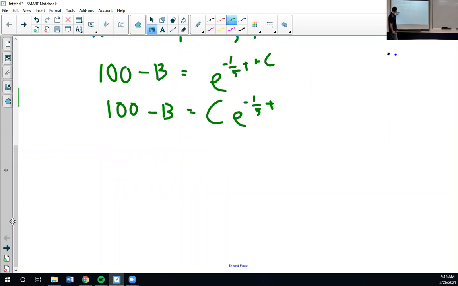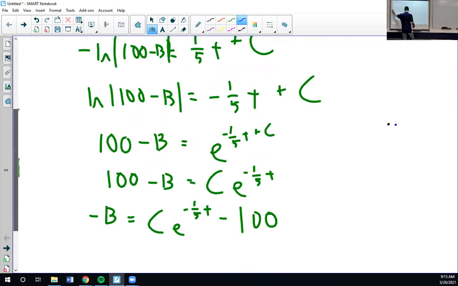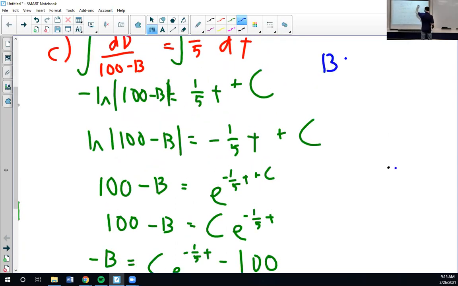Then I need to subtract 100 from both sides. Minus 100. And then I can divide by -1 to have b by itself. So my getting b by itself is that b equals, a negative number is still a number, so I still have c here, e to the -1/5 t. But I divided by a negative here, so instead of -100, it's going to be +100.